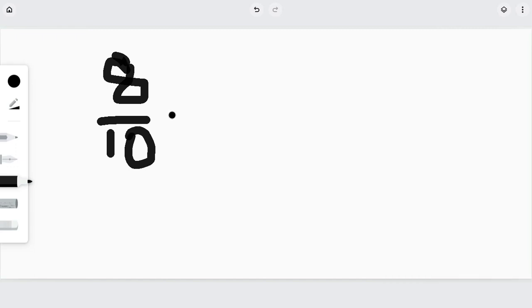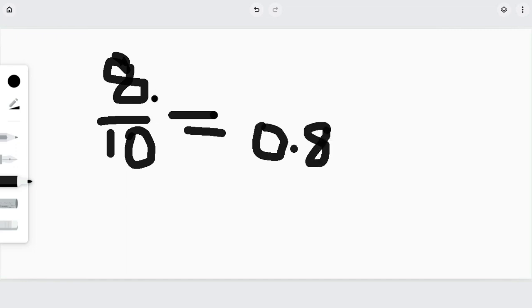If you are able to do it, the answer will be 0.8, because you are going to start from this place and move the decimal point to this side one time. That means we are going to have 0.8. Now let's move to the second example.